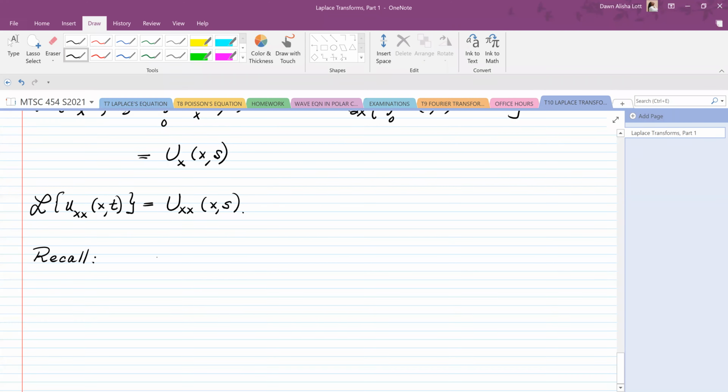u sub t plus u sub x equals 0, with x between minus infinity and positive infinity, t greater than 0, and u of x and 0 is equal to e to the minus x.